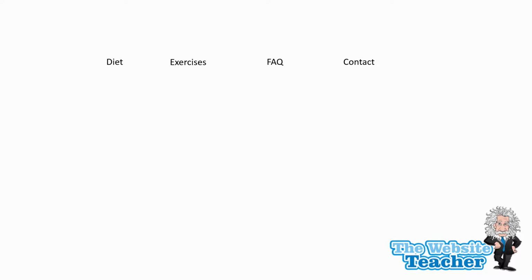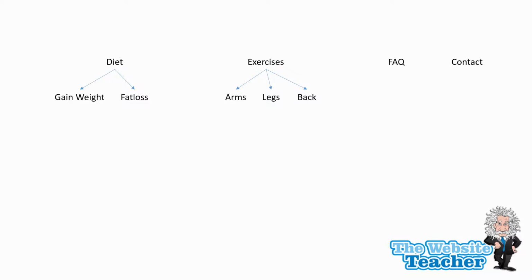Now I want to create some more categories, or these will be subcategories, and these will be used to better organize my content within the diet and exercise categories. So for diet, I want to cover two subcategories, diets for gaining weight and diets for fat loss. So both of these will have diet as their parent category. This will be much clearer once I show you how to create this category structure from within the Joomla administration panel. I'll add another three categories to exercises, which will be arms, legs, and back.